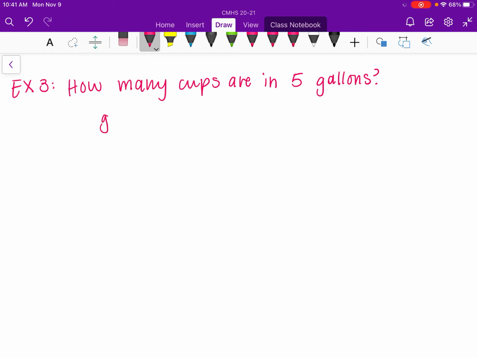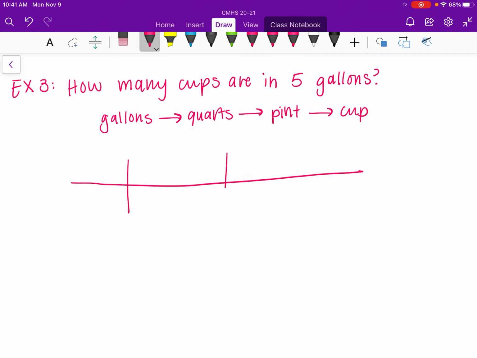So we started with gallons. We have to go down. So down a step from gallons is quarts. Down a step from quarts is a pint. And down a step from pint is cup. So this time, on our fence post, we're going to have 4 sections like this. So the first section should be gallons. 5 gal. That's what we start with.